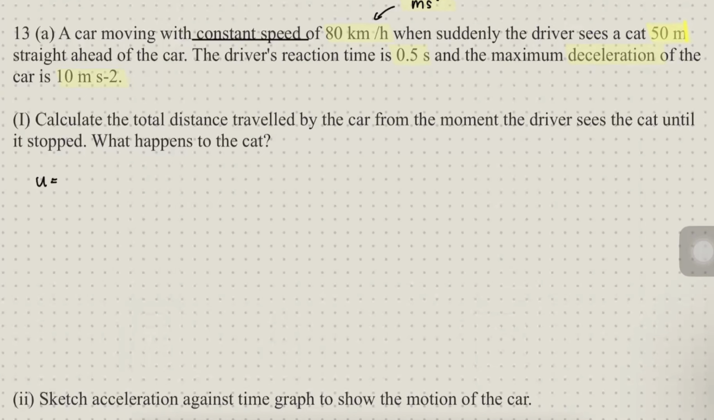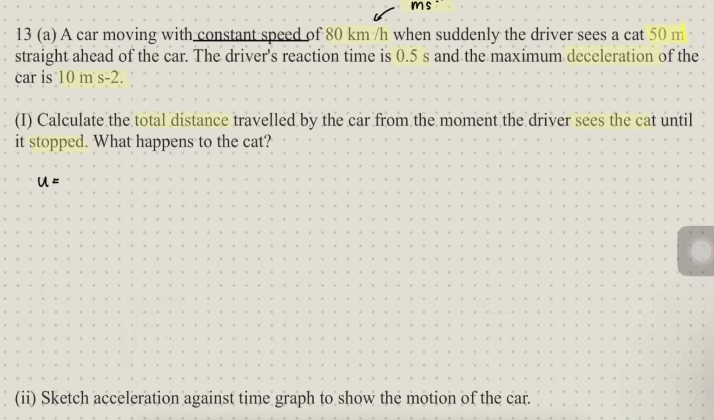Now we are going to calculate the total distance traveled by the car from the moment the driver sees the cat until it stops. The problem is we have to see whether the car will stop before 50 meters or not. So let's write the information given down. The initial velocity is 80 kilometers per hour. Now we have to convert it into meters per second.